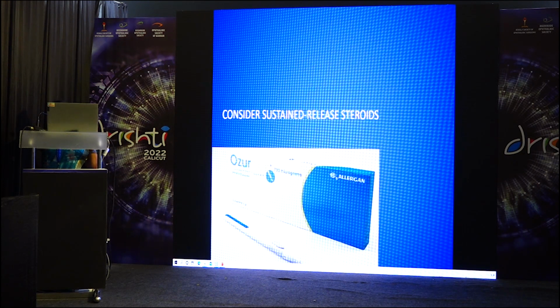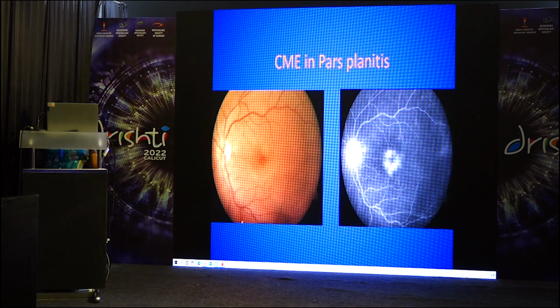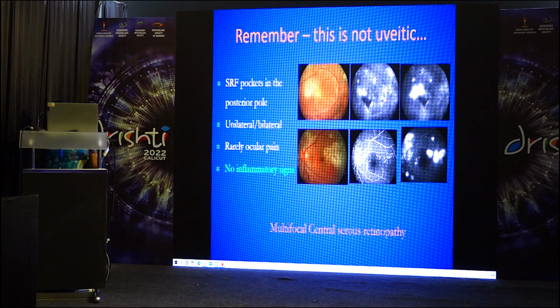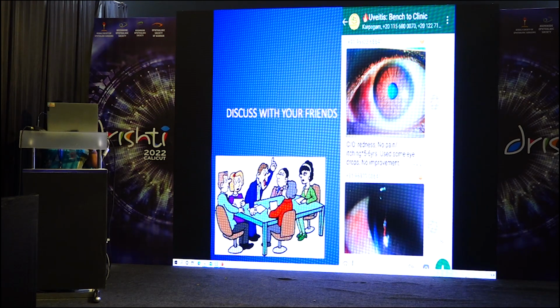Consider sustained release steroids like Ozurdex in conditions like chronic CME in pars planitis. And also think about non-uveitic conditions. This was a choroiditis mimicking picture, but later turned out to be multifocal CSR. So investigations help in some special conditions. And what to do after all investigations, still not getting a diagnosis? Discuss with your friends. It may help you in getting more ideas.